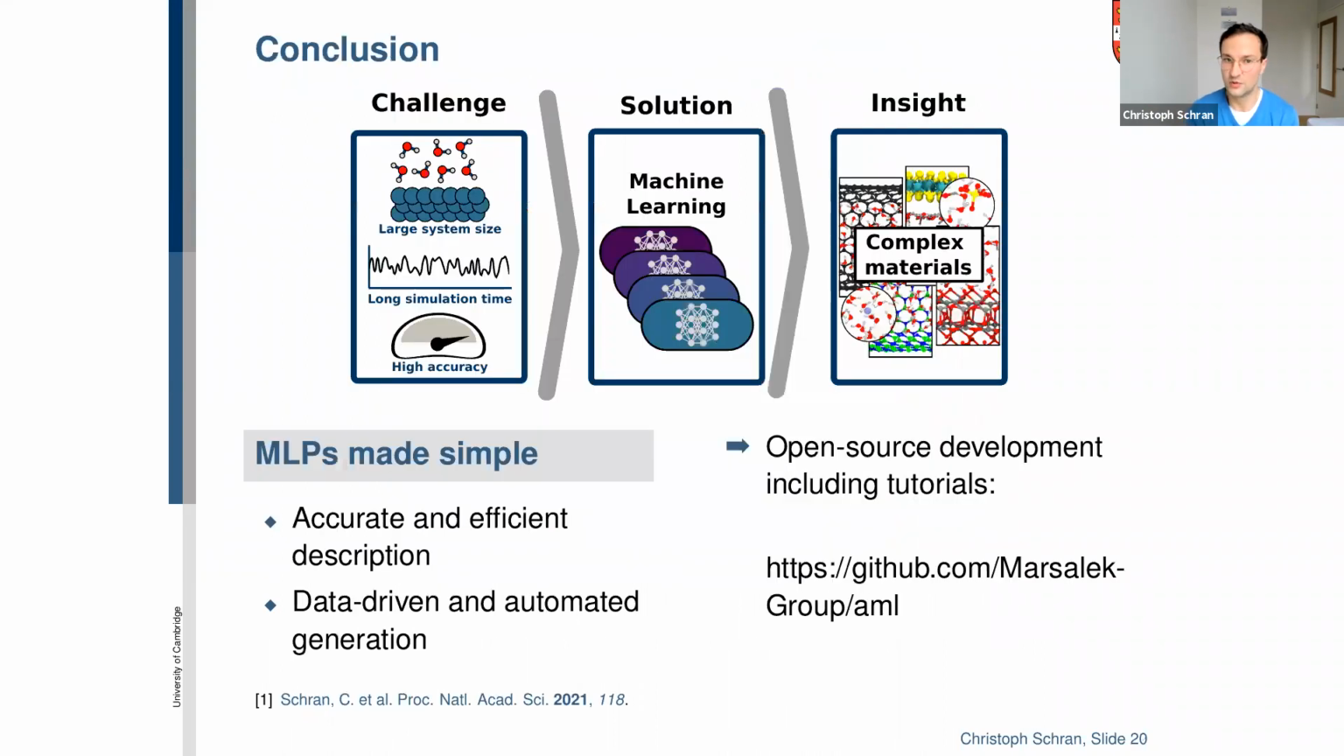All right, and that brings me already to the conclusion and the summary. During this talk, I've shown you how you can simplify the development process of machine learning potentials based on these active learning concepts to end up with a relatively accurate and efficient description of your potential energy surface. And the whole thing is a data-driven and automated generation, which means you don't have to spend that much work yourself. You can let the computer work.